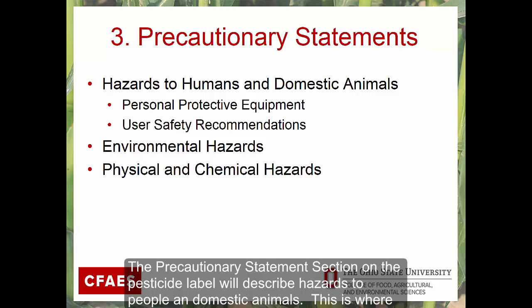The next section are the precautionary statements. This is going to describe hazards to humans and domestic animals, environmental hazards, as well as physical and chemical hazards. We're going to speak about all of these except for the last one. I just want to say that physical and chemical hazards are going to cover things like whether the material is flammable or explosive.